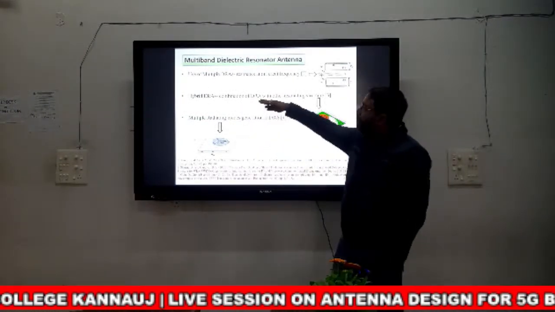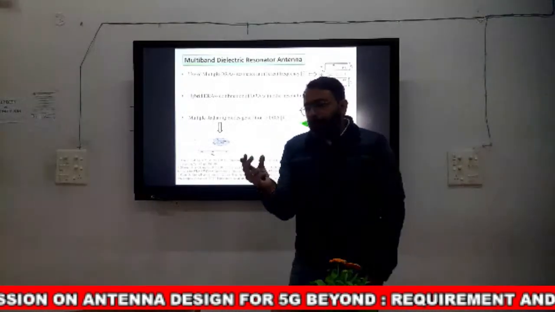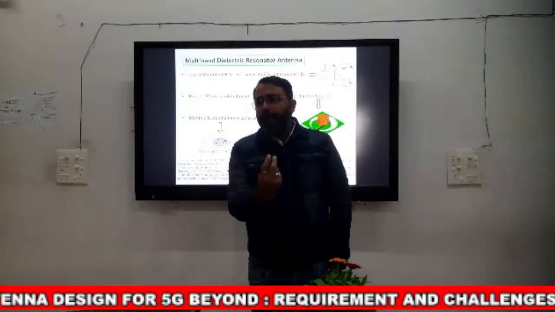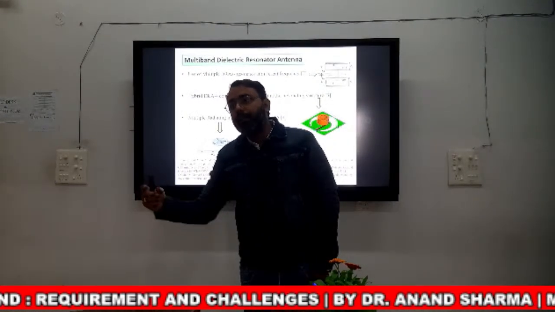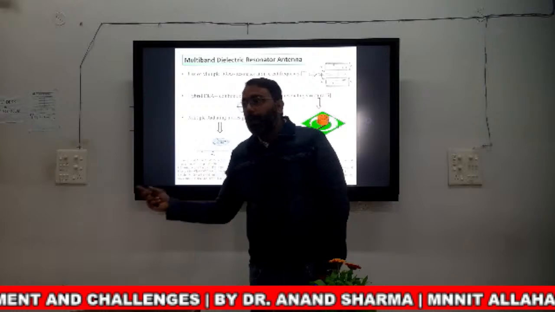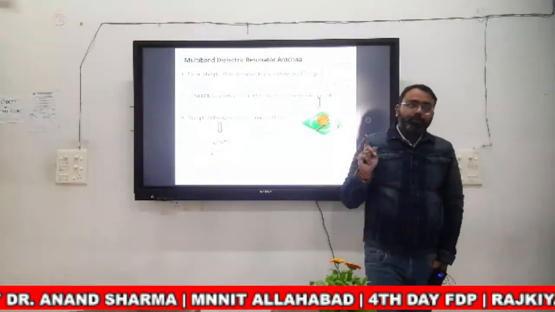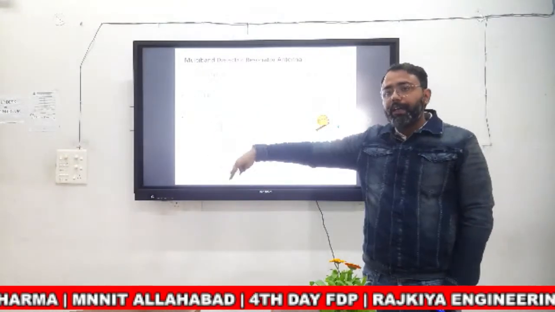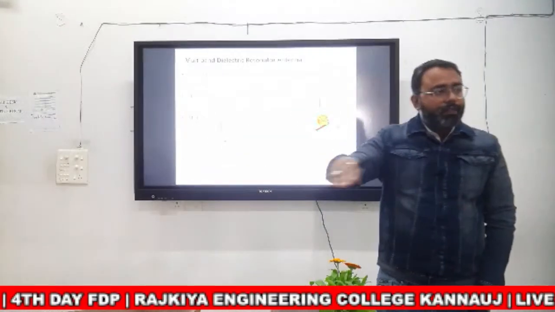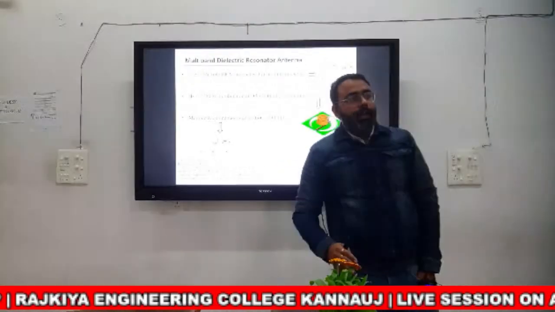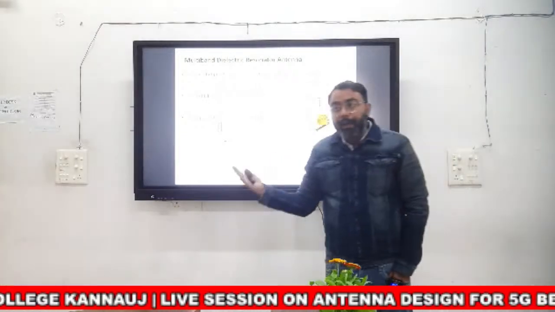One is by using multiple DRAs. Multiple DRA means, let us suppose that if I am using 3 DRAs of different sizes, then each DRA is radiating in a different frequency band. Okay, but the problem with this technique is that your overall physical size will increase. The antenna physical size increases, so it is actually not a very efficient technique to generate the multiband characteristics.